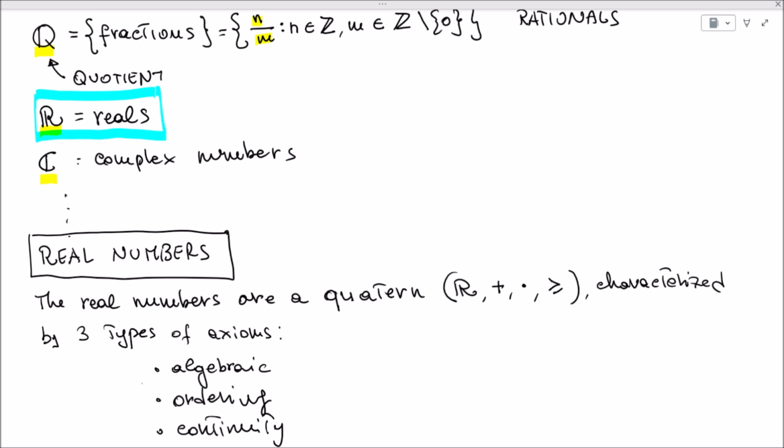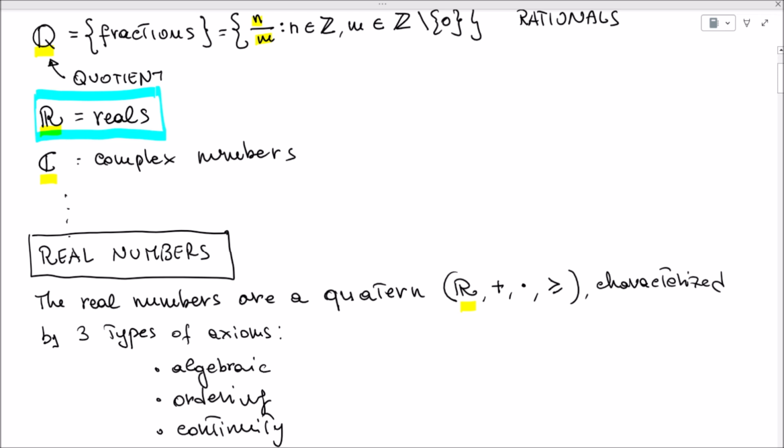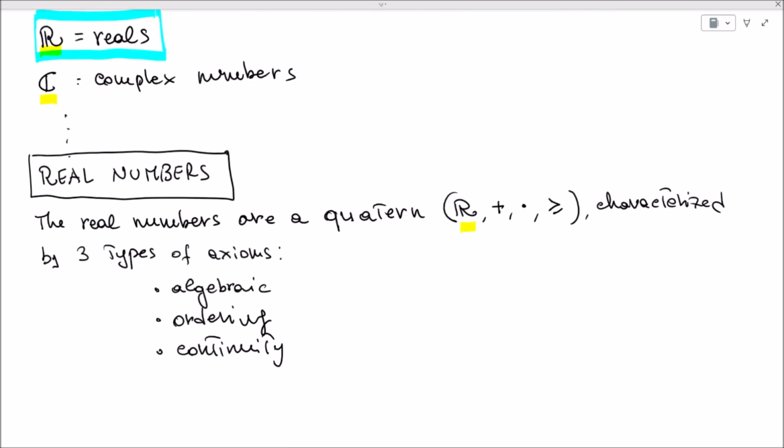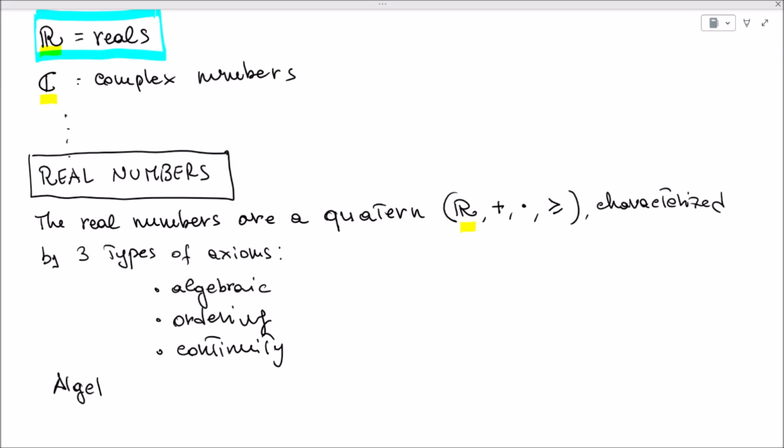So what we are doing now is, instead of attempting a definition of real numbers, we are saying that the real numbers are characterized by some axioms. So this is an indirect way of defining real numbers. And we will now analyze in detail each set of axioms. So let's start with the algebraic axioms.